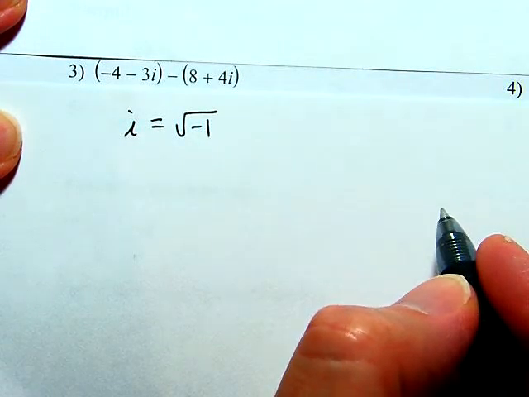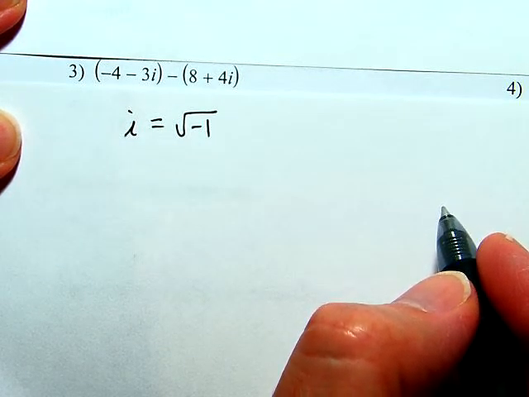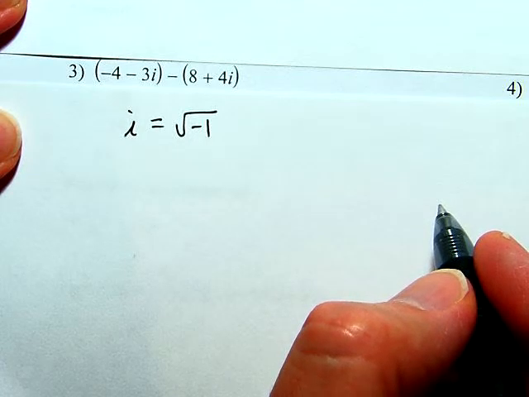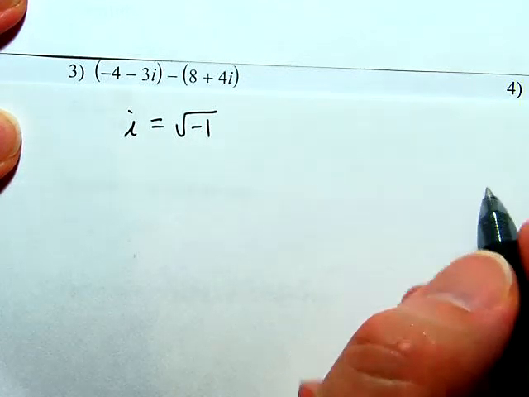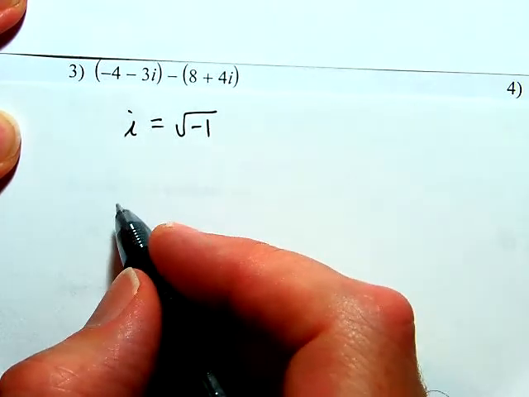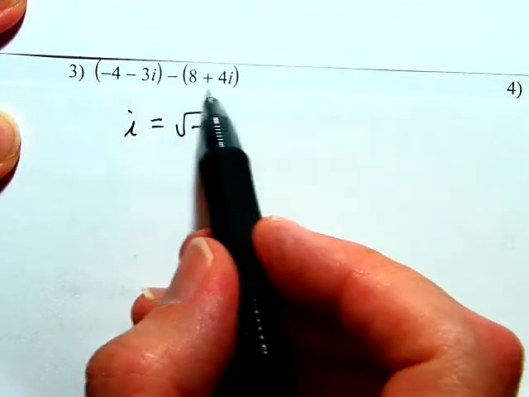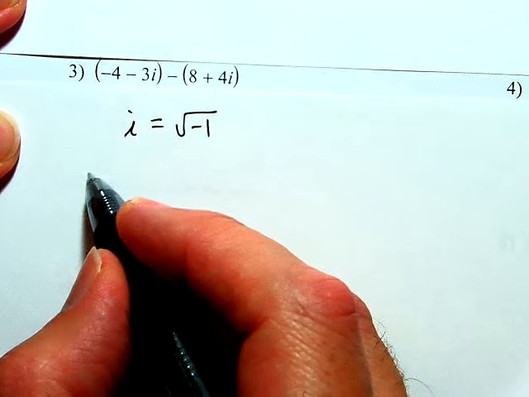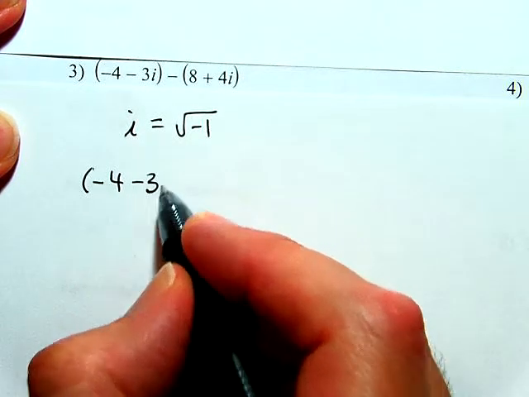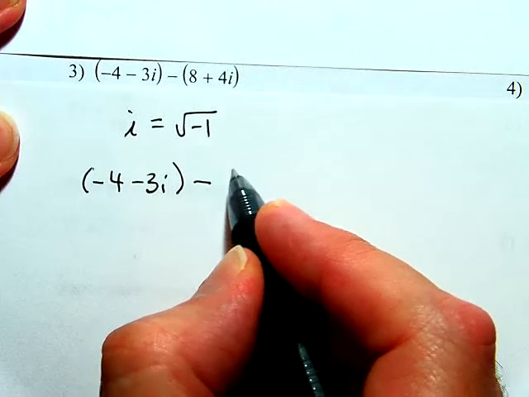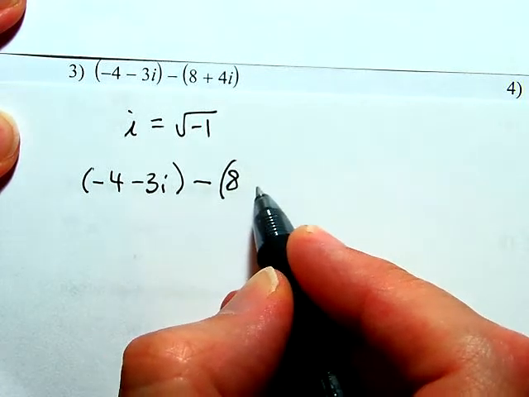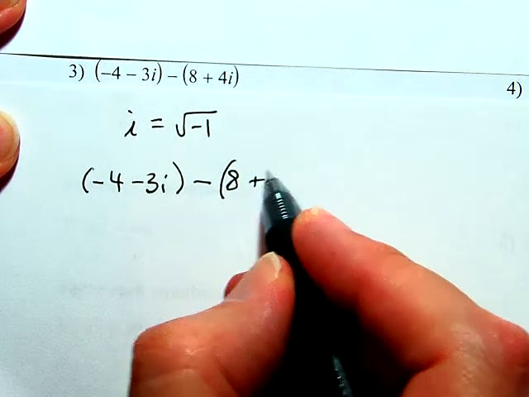We don't need to use that so much when we do addition or subtraction, but we do need to use that a lot when we use multiplication or division. Let's go ahead and do some subtraction. We've got some complex number subtraction up here. We've got -4 minus 3i minus, and the minus is in front of a parentheses, 8 plus 4i.